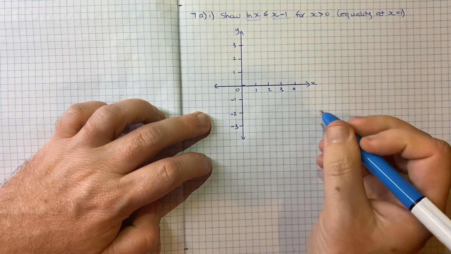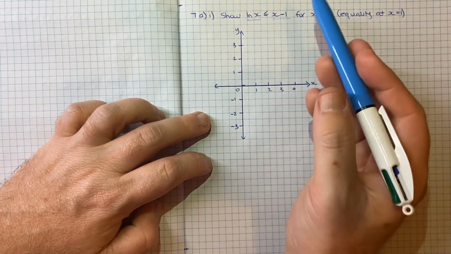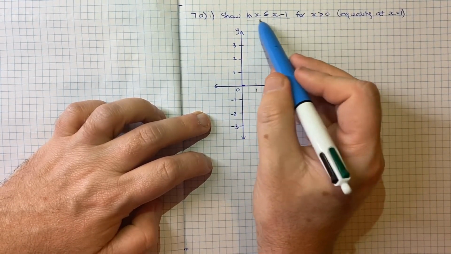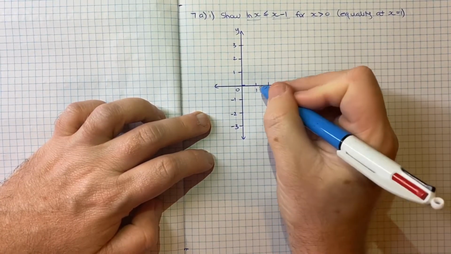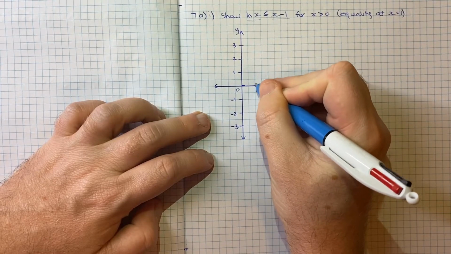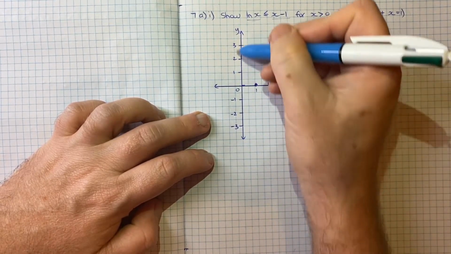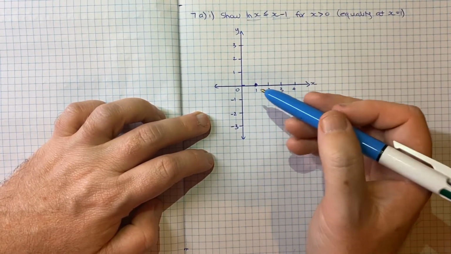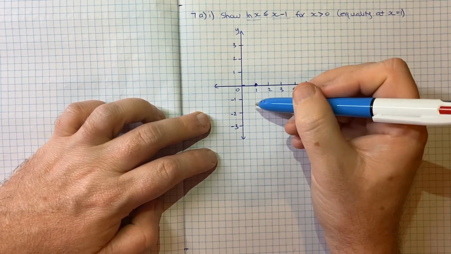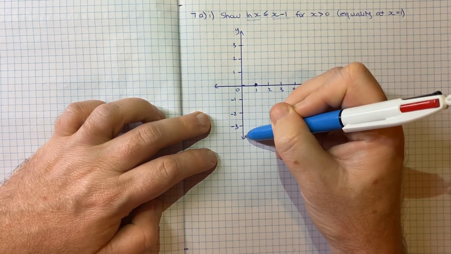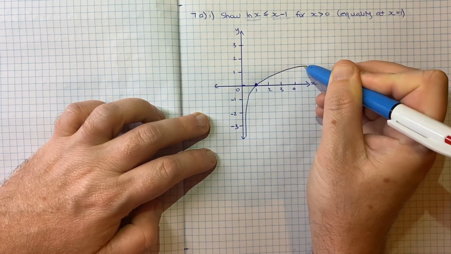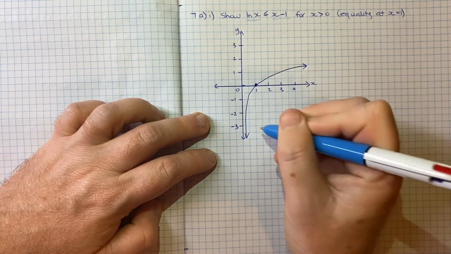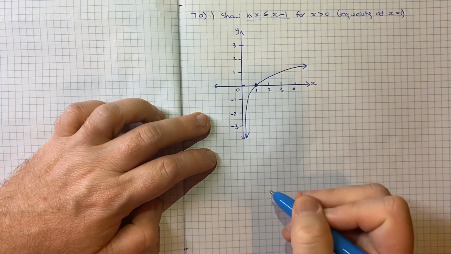Now hopefully most 4-unit students would be very familiar with the chart of log of x. It'll intercept the x-axis at 1, the log of 1 is 0. We know it doesn't hit the y-axis, we know the log of 0 is undefined, and it basically has this shape here, something along these lines. We don't have to draw it perfectly, but the key is that the intercept is here.